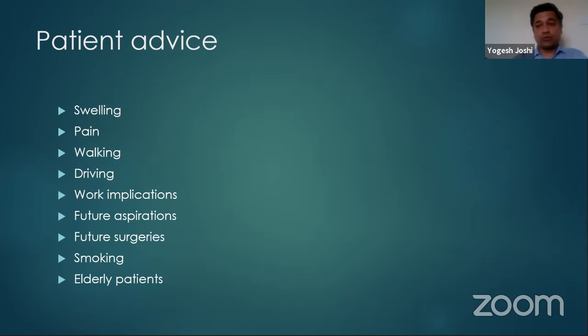You have to talk about the complications of these kind of injuries and the work implications, as well as future aspirations might change. They may require further surgeries in future for either realignment surgeries or replacement surgeries because of the future arthritis that they could get. Smoking, you have to counsel them to stop smoking. And in elderly patients, you can opt for non-operative management.